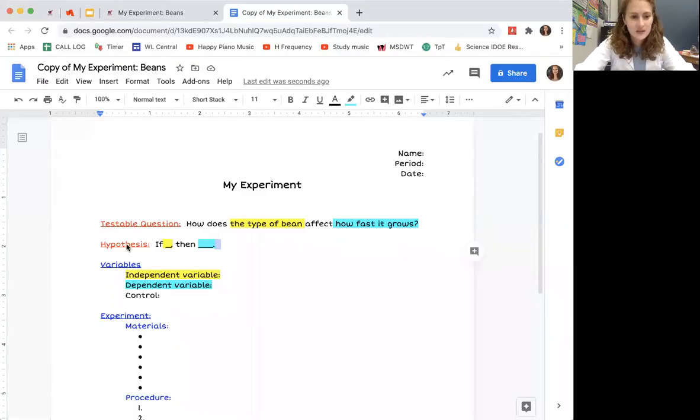Since I think some of these are bigger, I'm going to go ahead and think that the larger the bean, so the largest beans are these, the faster they will grow. I think that the largest beans are going to grow fastest. So that's what I'm going to put for my hypothesis: if the bean is larger, then it will grow faster.